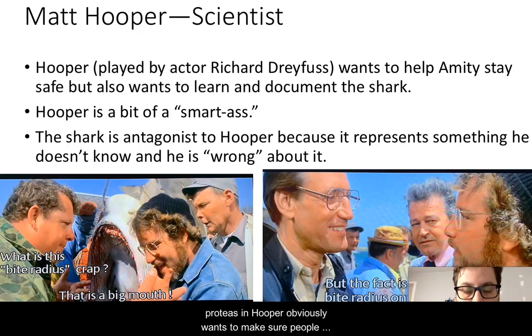In that Hooper obviously wants to make sure people are safe from the shark and does a lot of work with Chief Brody to maintain their safety. But Hooper is also a bit of a smartass.